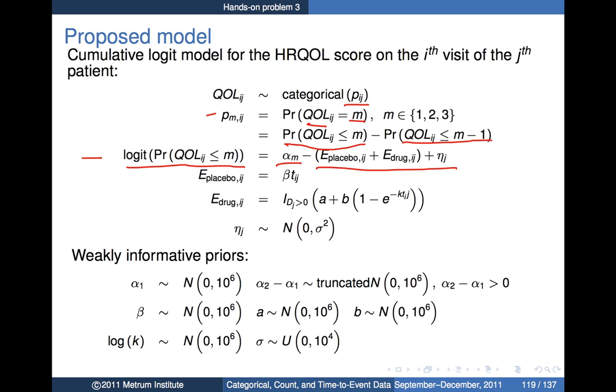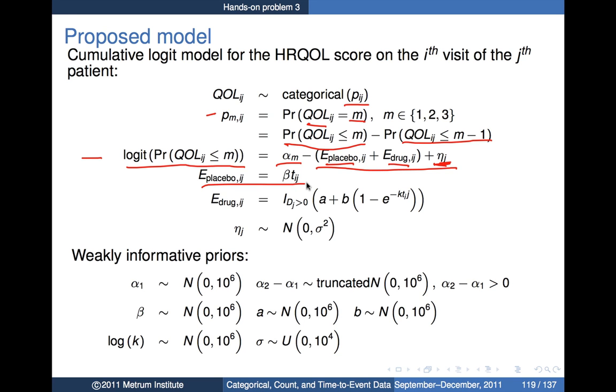Well, our f of x and theta component, I've written out here in terms of a placebo effect component and a drug effect component plus a random effect, which is going to be subject specific. Since we do have multiple values for each individual, we have the potential for estimating such a random effect.